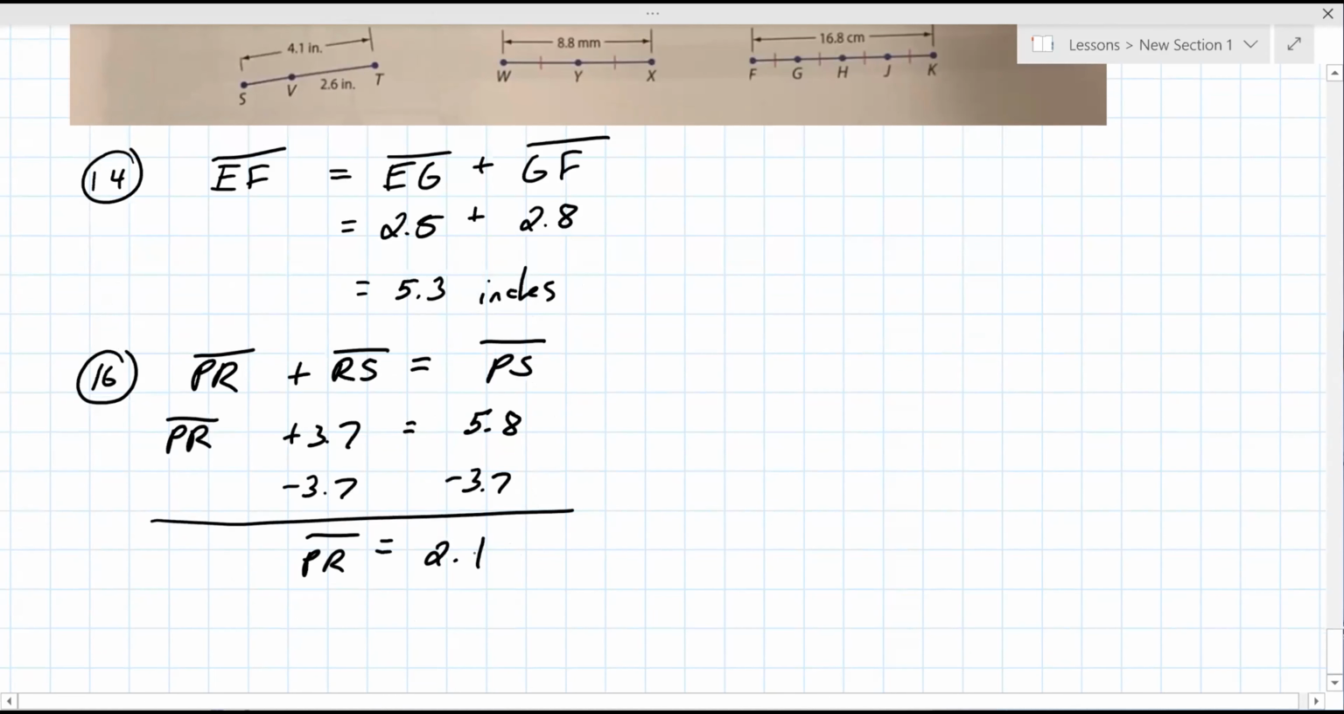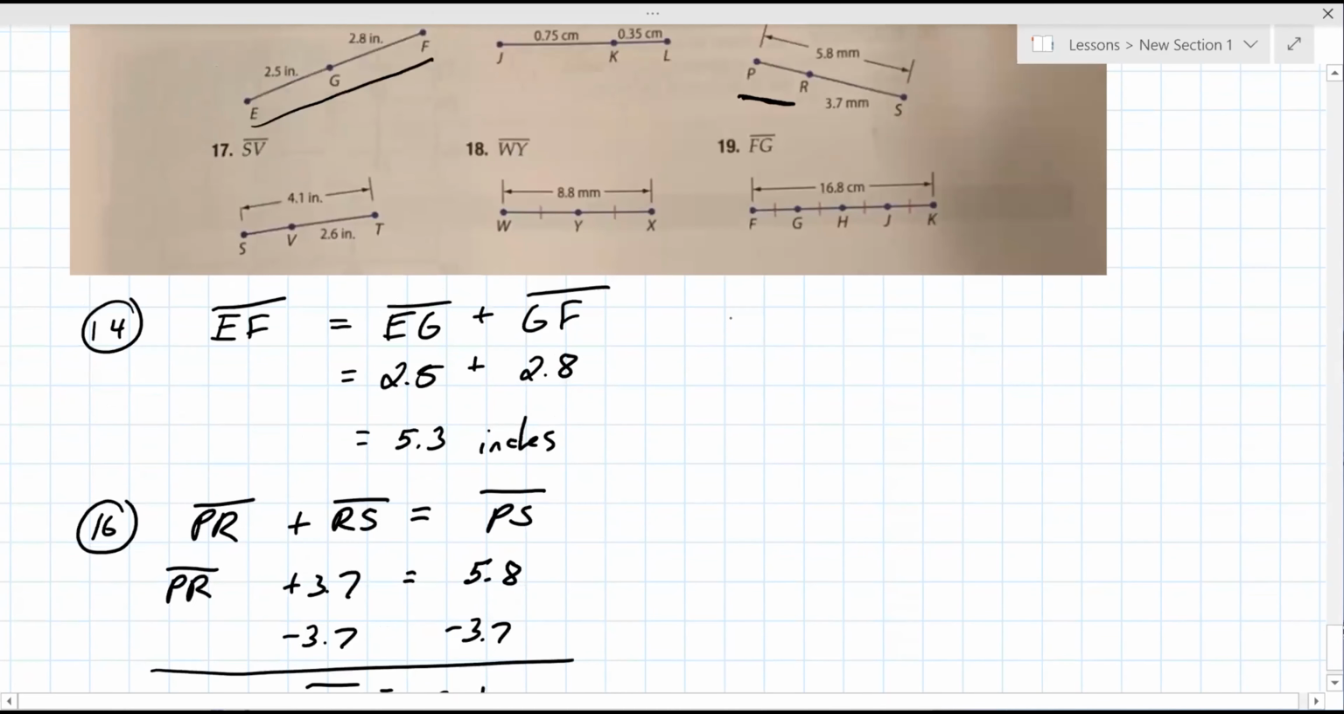Okay. Let's do one more since I've already got the picture up. I'll do 18 here. So it wants you to find WY. WY is equal to YX. They're congruent. That's what these vertical lines mean. So WY, which is a line segment, plus YX, which is also a line segment, equals WX, which is also a line segment.